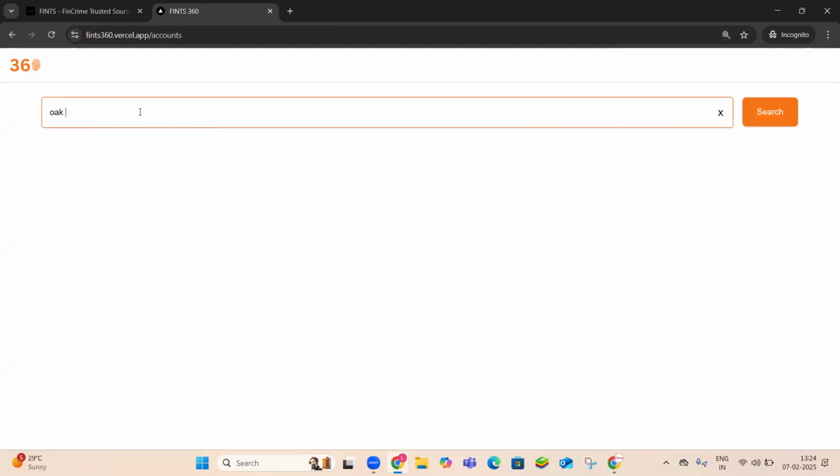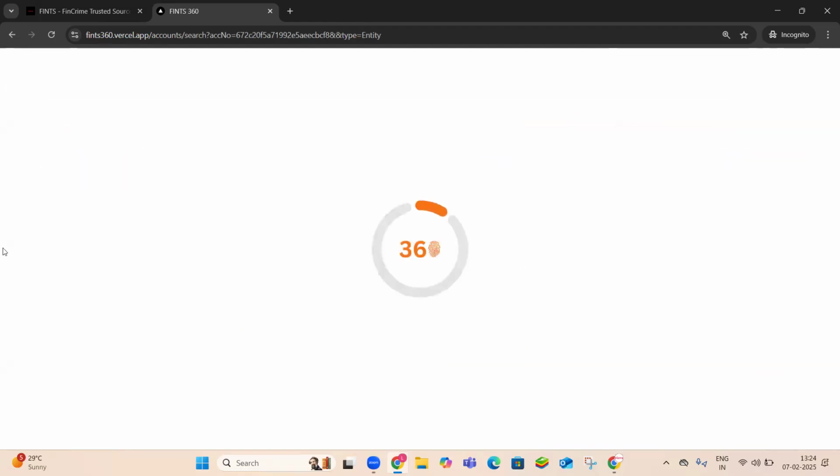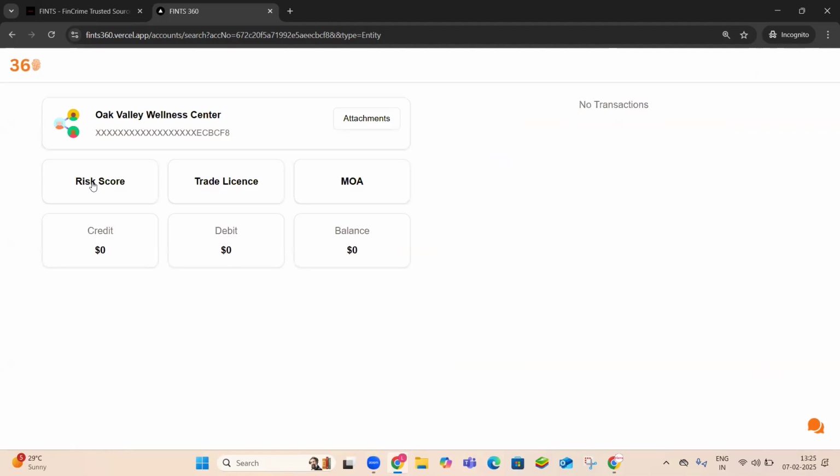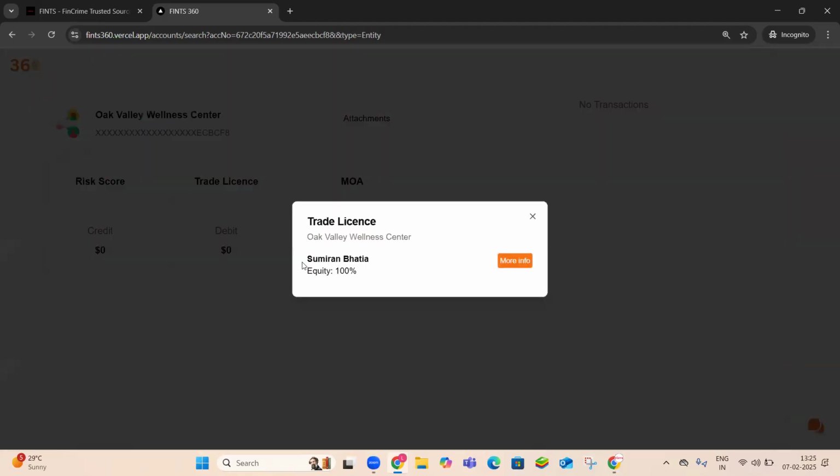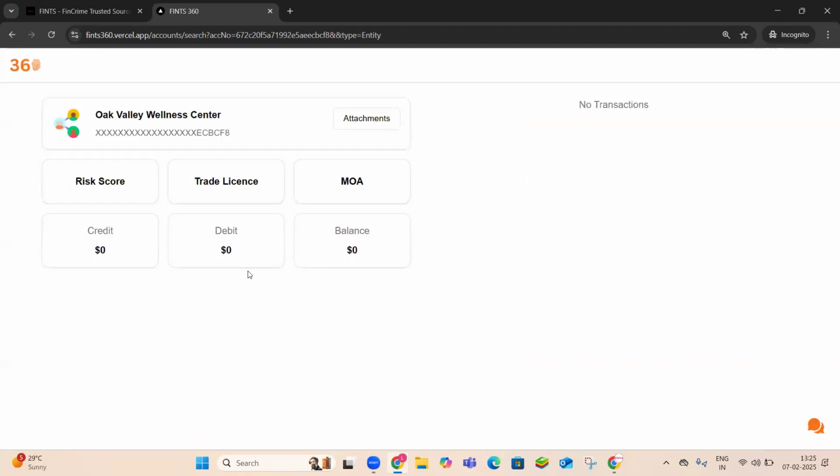I'm just quickly telling you what happens, how an investigation can be done. This is also our customer, so you can go back and try to understand who the ultimate beneficiary is. So Sumiran Bhatia is holding 100% equity in this company. It means that Sumiran Bhatia is high risk. Sumiran Bhatia is the owner of this company.